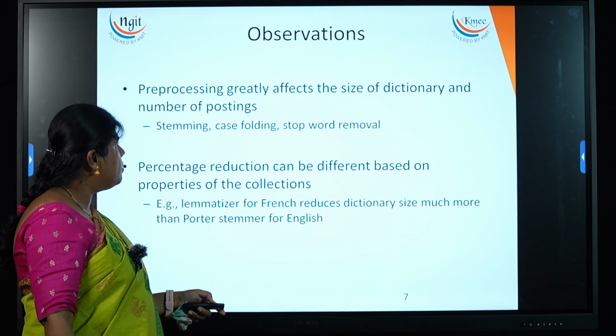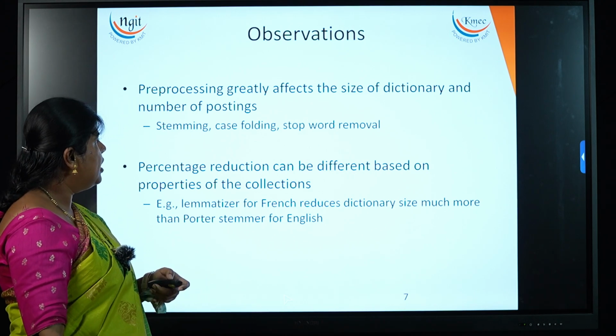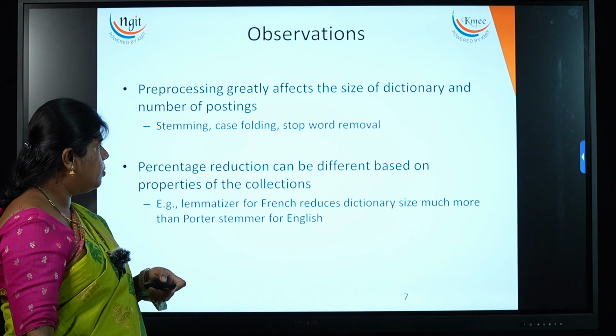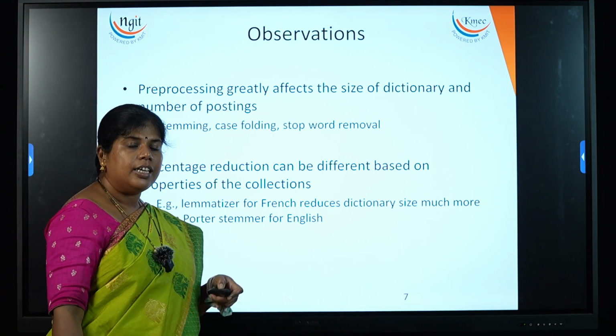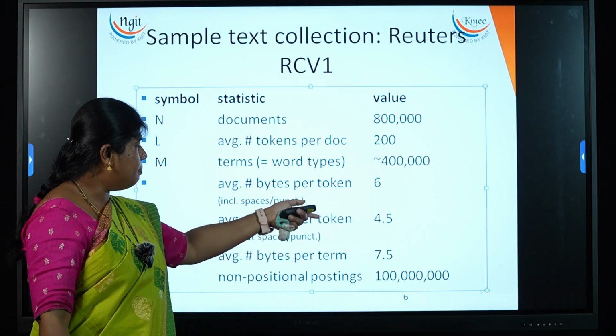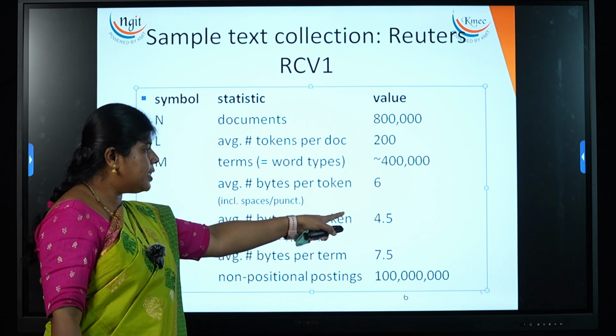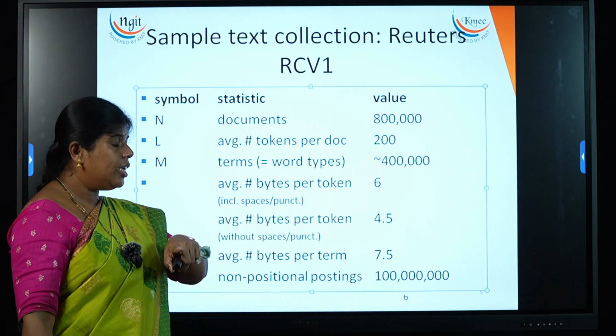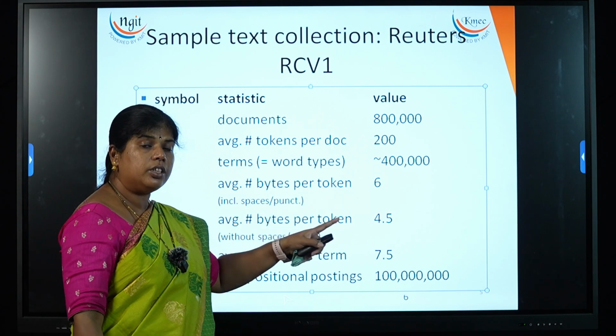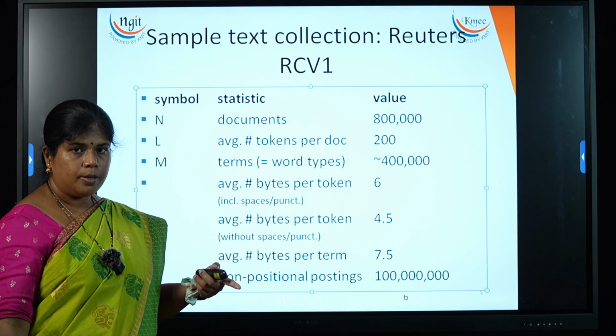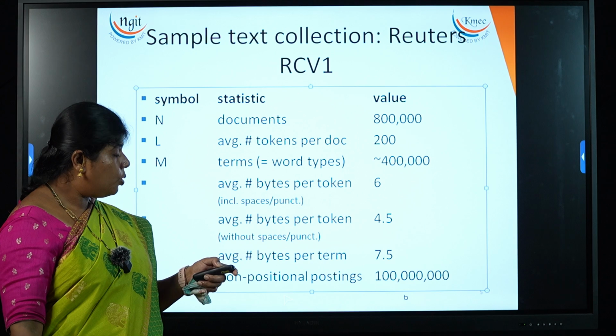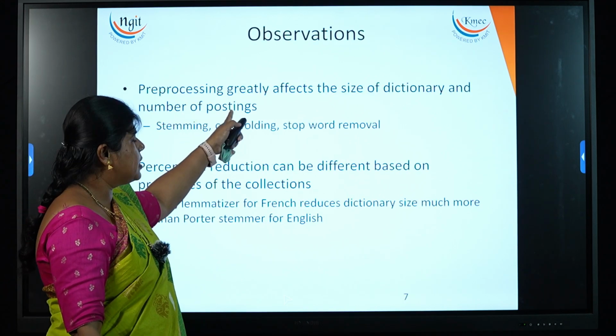So, what is the observation? Pre-processing greatly affects the size of the dictionary and the number of postings. Exactly. As you have seen in the previous example, when I am removing the spaces and counter, then the memory requirement for each token has been reduced by 1.5 bytes. So, that is what is known as a pre-processing step.